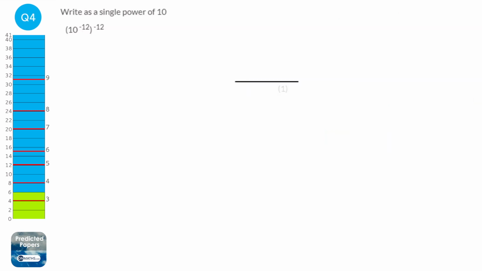So the rules of indices state that if you have a power inside and outside of a bracket, we just multiply them together. So it's 10 to the power of minus 12 times minus 12. 2 negatives make a positive, and 12 times 12 is 144.